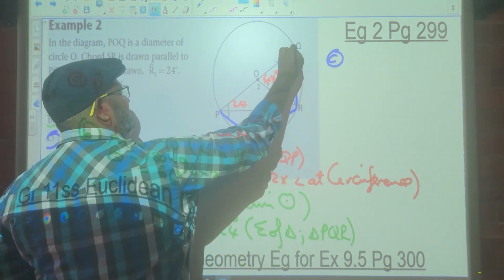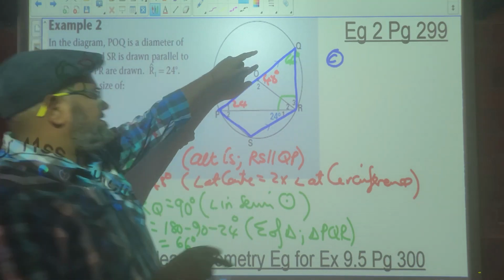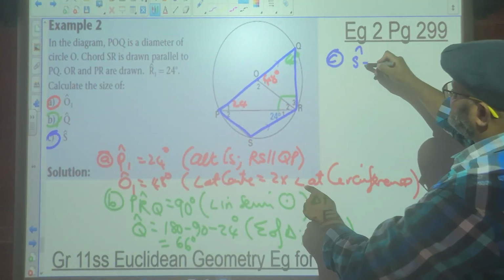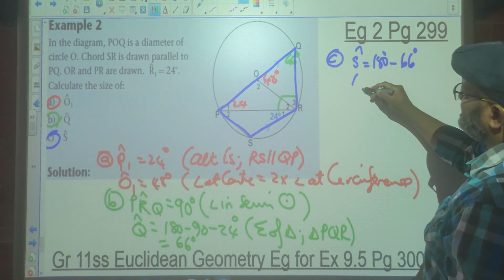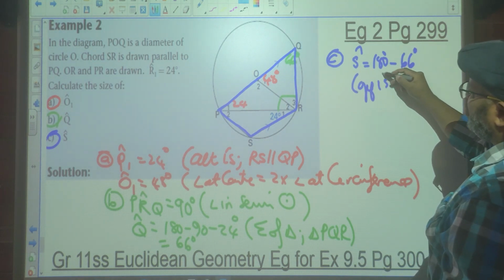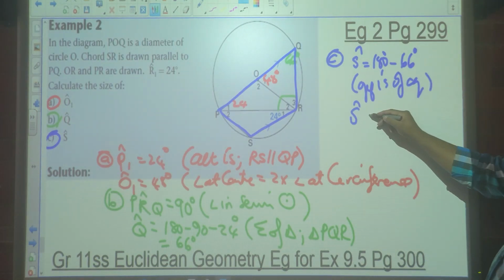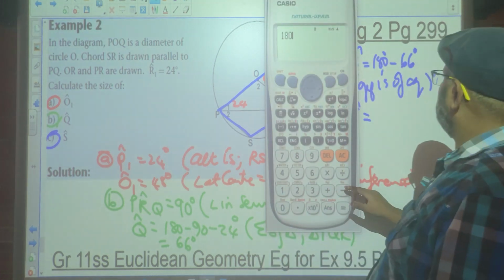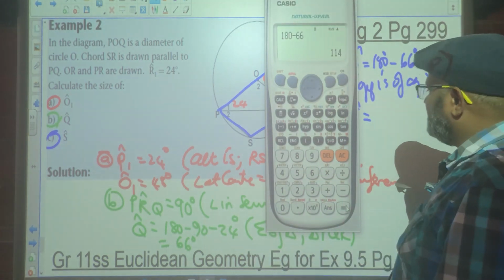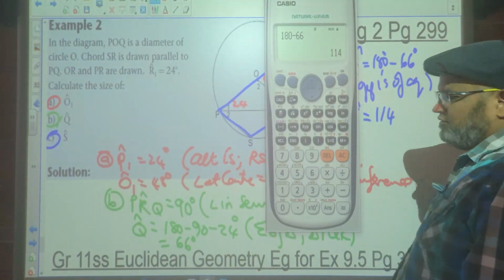Angle Q, there we go. You see that cyclic quad there? Yes. So we can say that angle S is equal to 180 minus 66. Why? Opposite angles of cyclic quad. So angle S works out to be 144. Sorry, 140.